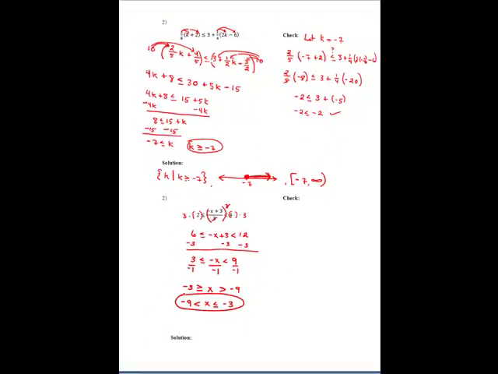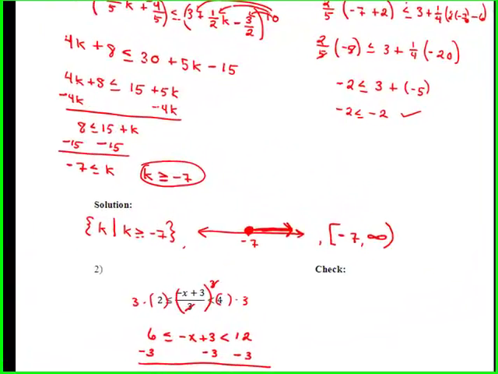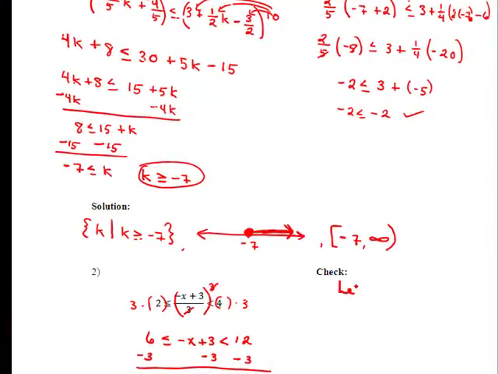Now when you go to check your answer, you want to check several values. You want to check a value for x that is greater than negative 9, but less than or equal to negative 3. So let's choose a value. Let's let x equal a value smaller than negative 3, but greater than negative 9. Let's say negative 5.